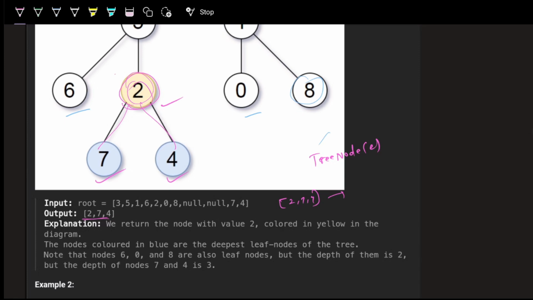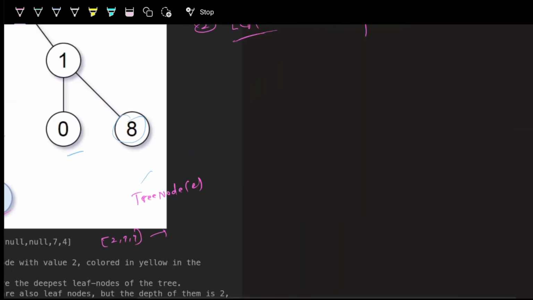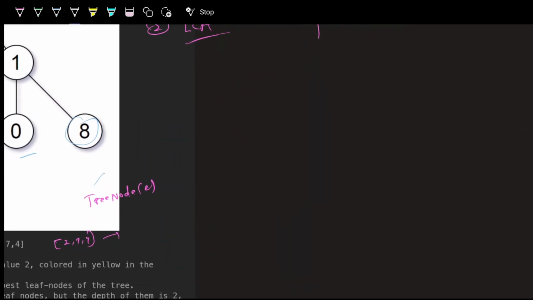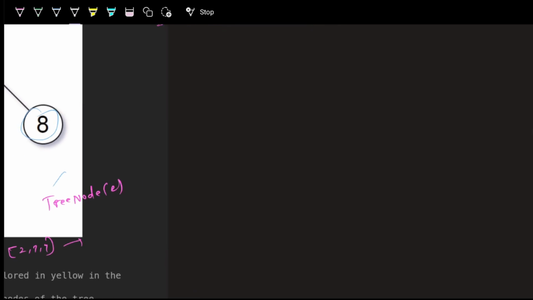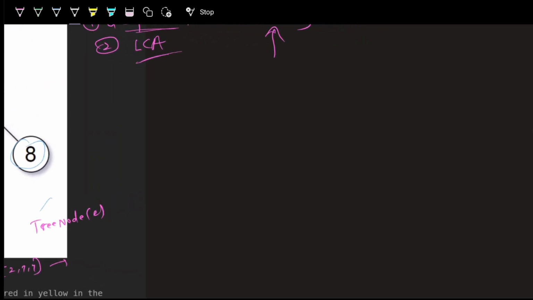Now let's see how we can solve this problem. This is a two-step solution, right? First, let's find the deepest leaves, and then we have to find the LCA. So let's first discuss how to find the deepest leaves.